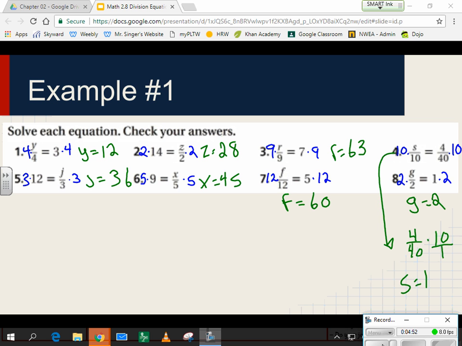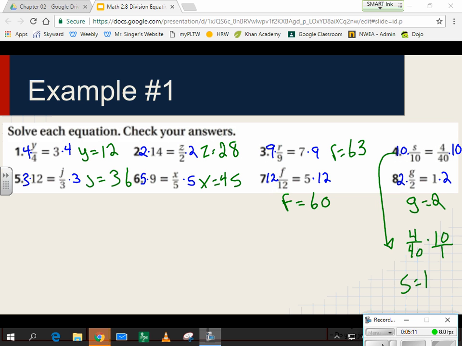Here are the answers you should have received. For number 1, y equals 12. Number 2, z equals 28. Number 3, r equals 63. Number 4 we'll come back to. Number 5, j equaled 36. X equaled 45 for number 6. Number 7, f equaled 12. And number 8, g equals 2.